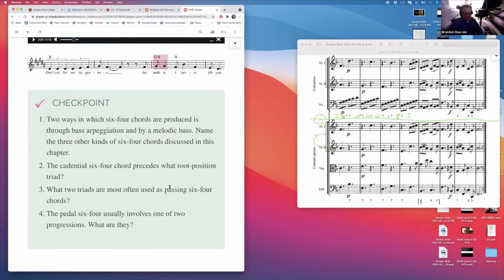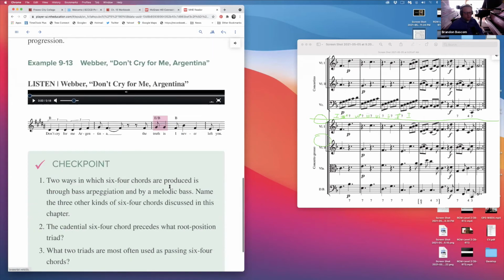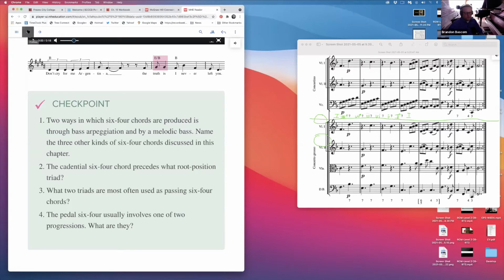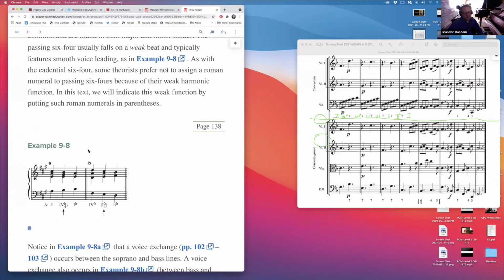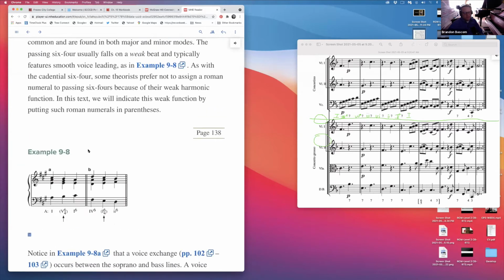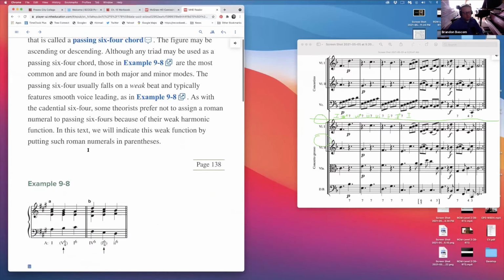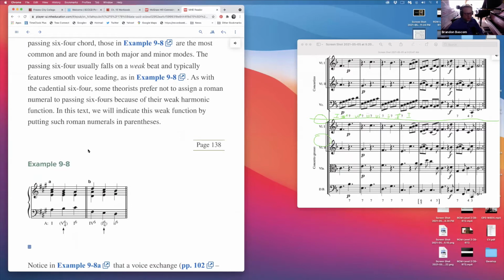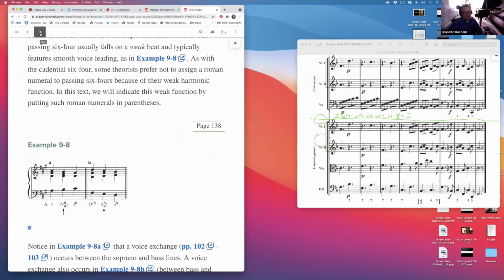What 2 triads are most often used as passing 6/4 chords? Oh, we kind of glossed over that. The 5/6/4 and the 1/6/4 is the correct answer. Although any triad may be used as a passing 6/4 chord, those in example 9-8 are the most common and found in both major and minor modes, 5/6/4 and 1/6/4.